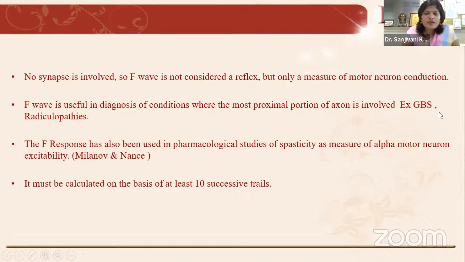And the F response is used in pharmacological studies of spasticity to measure alpha motor neuron excitability, and it must be calculated on the basis of at least 10 successive trials. Meaning, how will we check the F wave, that we will see. Okay.